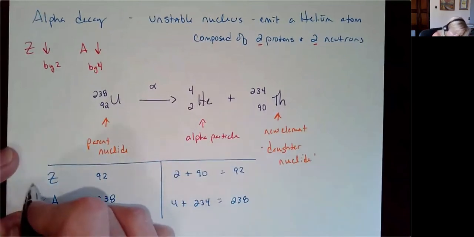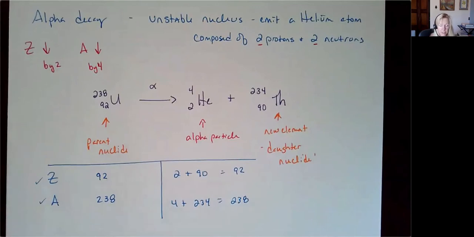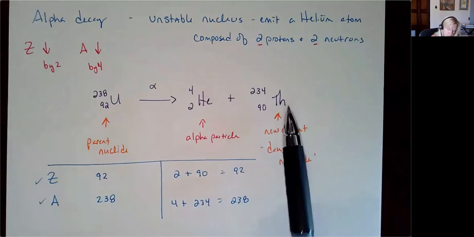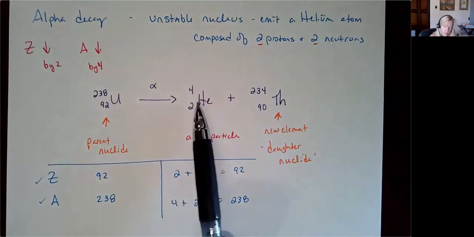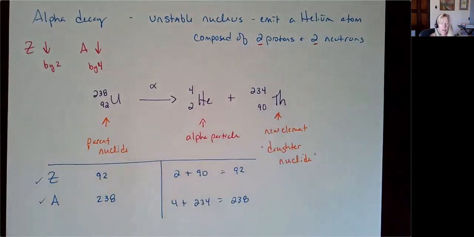So I have set up my nuclear reaction correctly because I haven't lost anything. I've just moved stuff around. Whatever atomic number I start with, whatever mass number I start with, has to equal that, and it's always going to be the sum of the things that are being emitted in that nuclear reaction. So these must be equal.